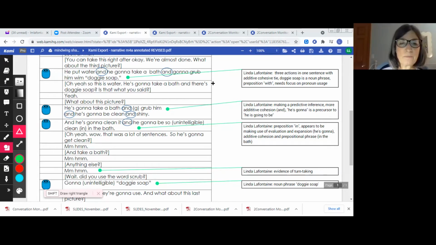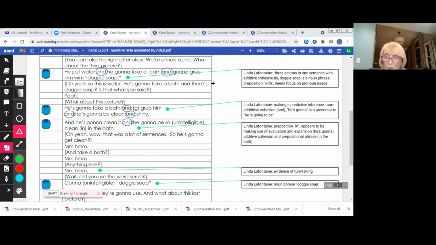Yeah, it was adorable. And he's going to clean it, and he's going to be so clean in the bath. So he said in twice. The first time he stated it, but then he wanted to clarify that, and he repeated it again, in the bath. So now we see the preposition in. He appears to be making use of evaluation and expansion. He's gonna, and he had additive cohesion in the prepositional phrase in the bath. So again, he's doing a super job.